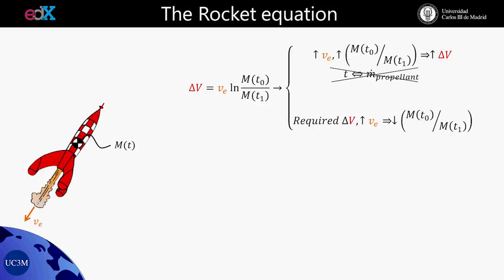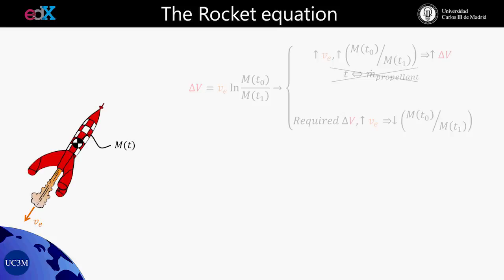That is, m0 over m1 doesn't need to be so large. That means the larger VE, the smaller the rocket needed for a mission. This can be better appreciated if we rewrite our equation as shown here. We have simply inverted the logarithm as the exponential function, and we have solved for m1 over m0.